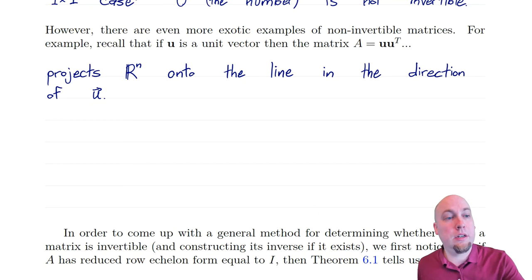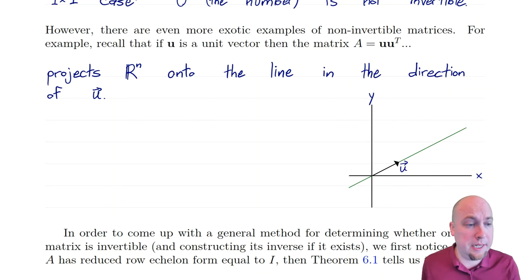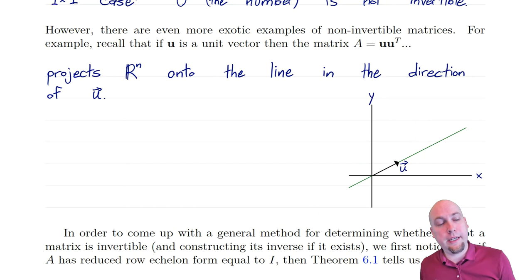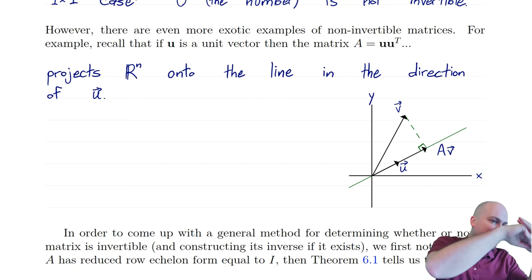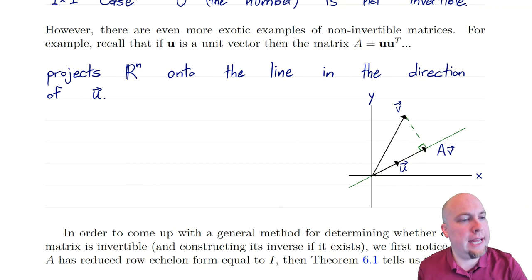So if I draw a little picture here in two-dimensional space, here's what's happening. Here's some line that I'm gonna project onto, and then here's a unit vector on that line, okay? And then there's some vector v, and when I multiply that vector v by A, it just squishes it down onto that line at a right angle, okay? It sort of casts its shadow down onto that line. So Av is this vector here, that's sort of the shadow of v itself. It's the projection of v.